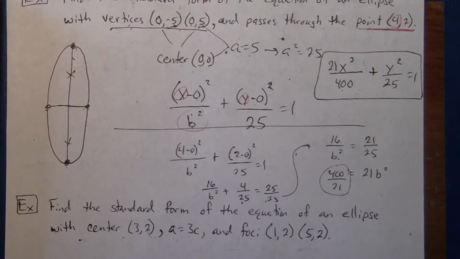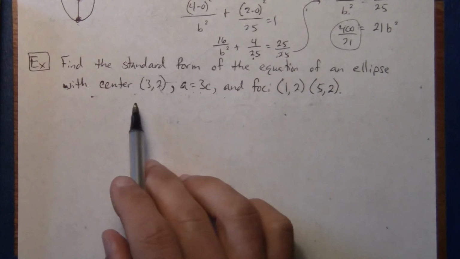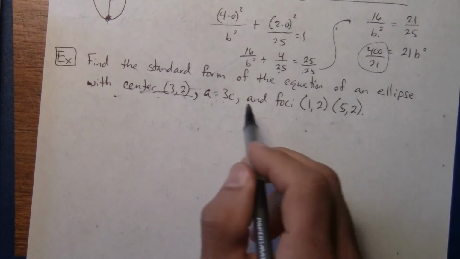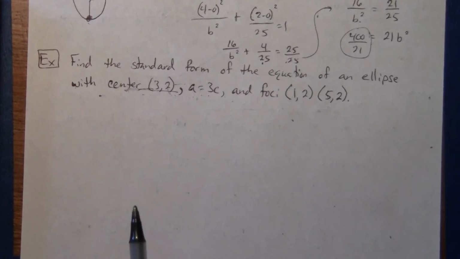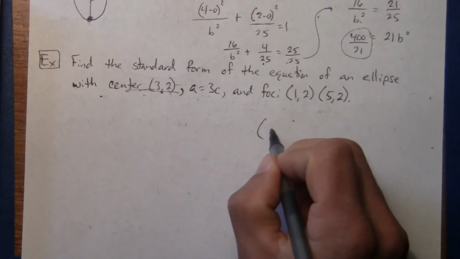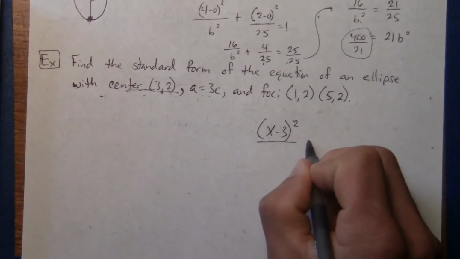All right. Let's take a look at our last one then. Our last problem is find the standard equation of the ellipse with the center at 3, -2, a is equal to 3c, and the foci are these 2 points. They gave me the center. That's wonderful. That means, remember, I usually say find the center first. That means I'm going to go ahead and plug this in immediately.